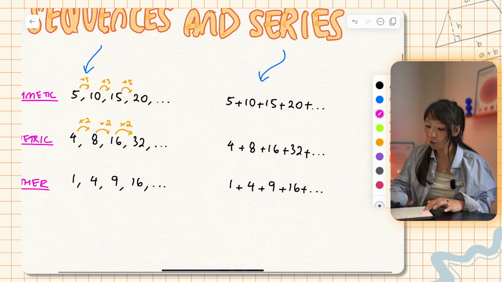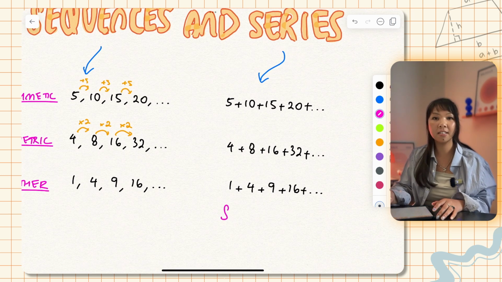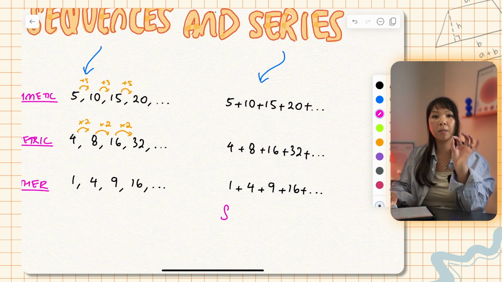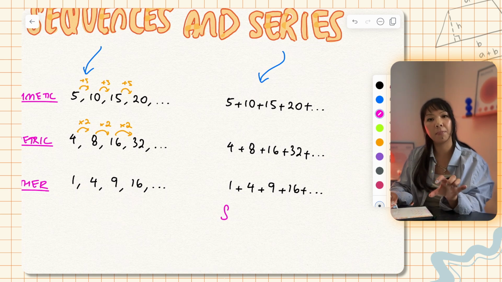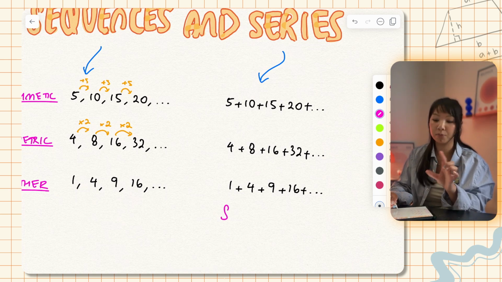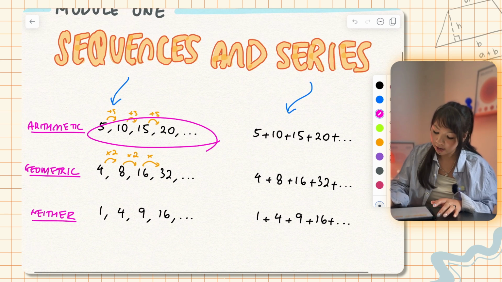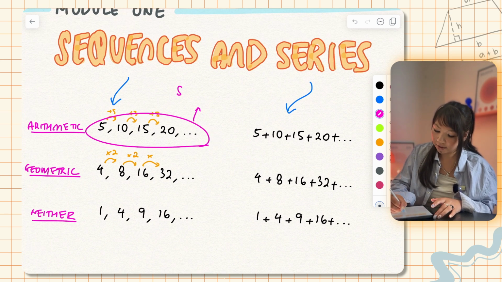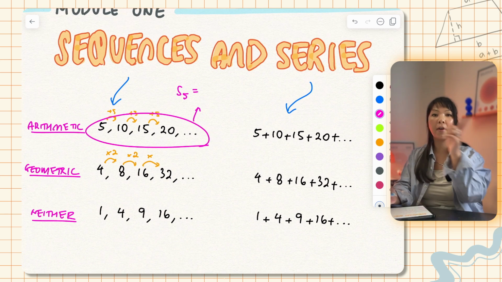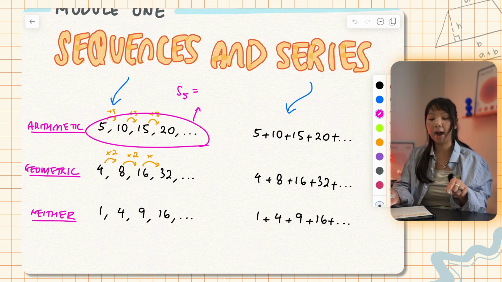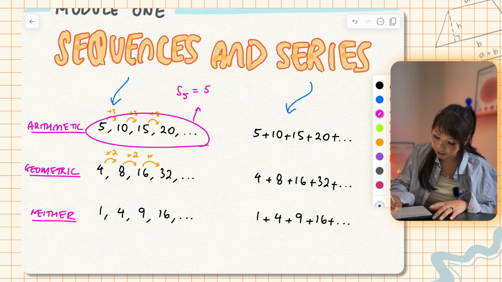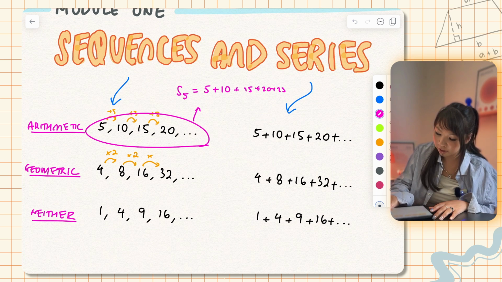Now the notation we use for series is a big S, and we usually put a little subscript, like a mini number at the bottom, which refers to how many terms you're adding up. So if I look at my first sequence, this one over here, if I wanted to add the 5 terms in the sequence, then I'm going to write S5, where I'm adding up the first 5 terms. This is going to be equal to 5 plus 10 plus 15 plus 20 plus 25.